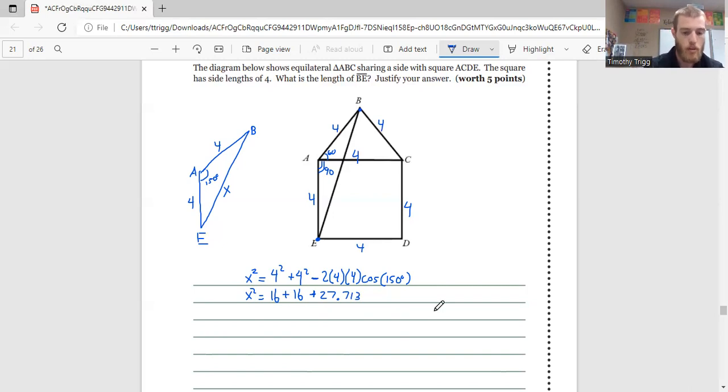Okay, so now let's go ahead and add this right side of the equation. So it's going to be x squared equals 16 plus 16, that's 32, plus 27.713, 59.713.